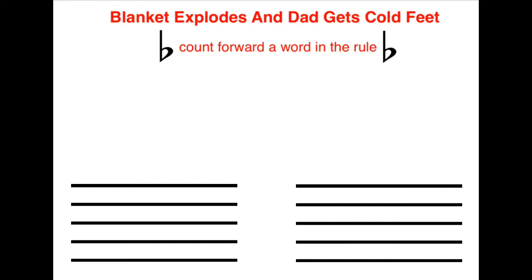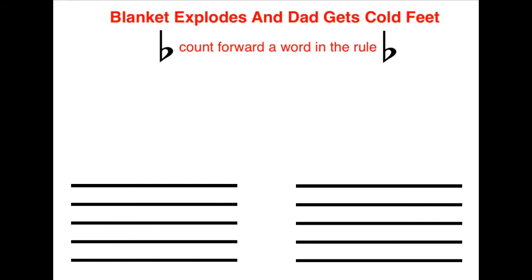In this lesson I want to show you the flat rule for finding key signatures. We've already done the sharp rule, which took care of all the keys that use sharps, and now we're going to look at the flat rule, which takes care of all the keys that use flats. It's very different from the last rule. In the sharp rule, you count back a letter from the key that you start with. In this one, you're counting forward a word in the rule itself.